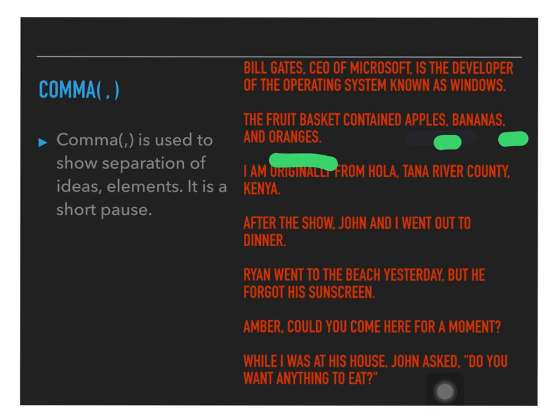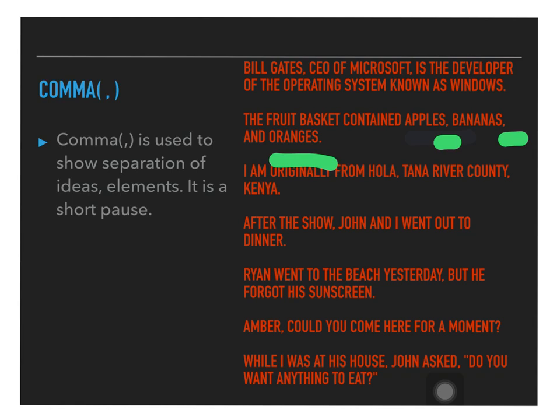The other example is, Amber, could you come here for a moment? Now we also use a comma after a name because we want to address that person directly. For example, Ron, please come here. So I'm giving a direct order or direct information to that person, Ron. So you use a comma after that as well.